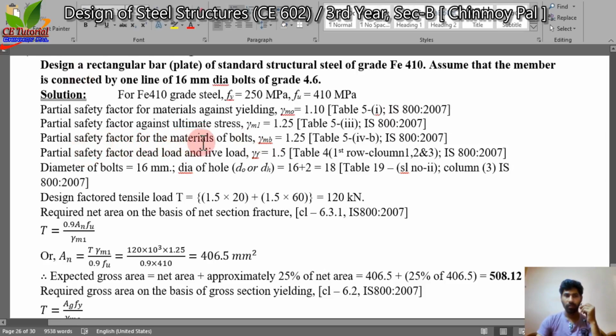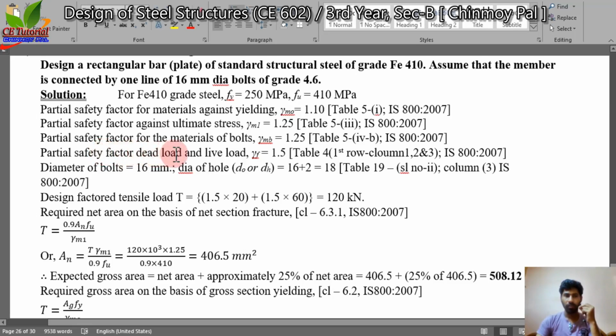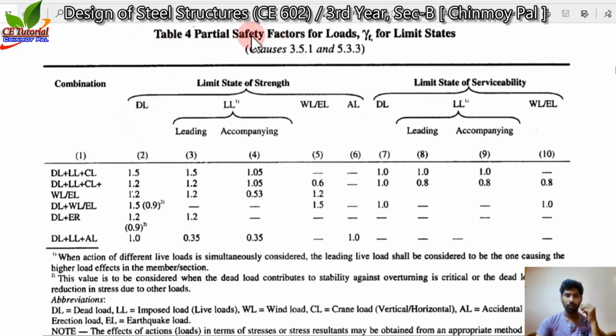And partial safety factor for material of bolts, gamma mb, is equal to also 1.25. This is gamma mb, partial safety factor for bearing type bolt. The partial safety factor is 1.25. Partial safety factor for dead load and live load, this is 1.5. This is table 4 for partial safety factor for load.